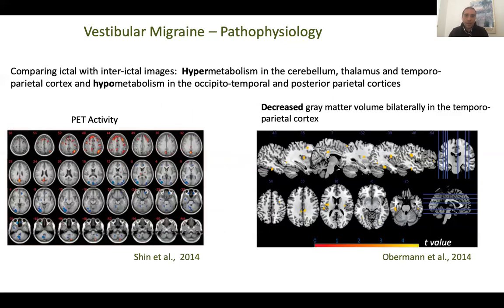Regarding the pathophysiology, there are actually a few studies, each with few patients, that have provided functional imaging data. These studies suggest involvement of the multisensory vestibulo-thalamocortical network in the pathophysiology of vestibular migraine. Comparing ictal with interictal images, increased metabolism in the temporoparietal cortex and decreased metabolism in the occipitotemporal and posterior parietal cortex has been found. Another study has found decreased gray matter volume in the temporoparietal cortex, which is the area of convergence for multiple sensory modalities, including visual, vestibular, and somatosensory inputs.